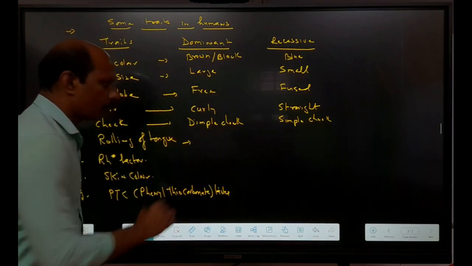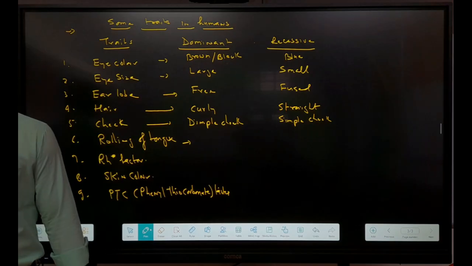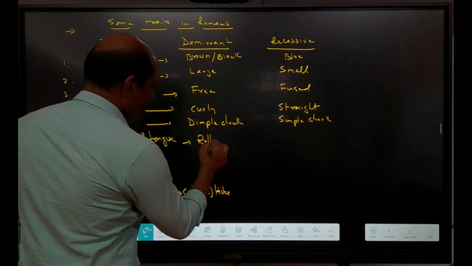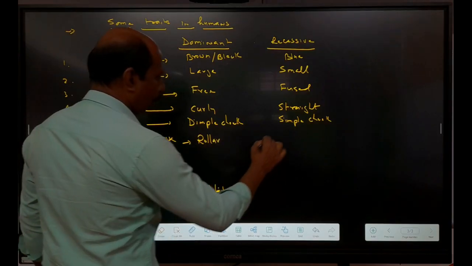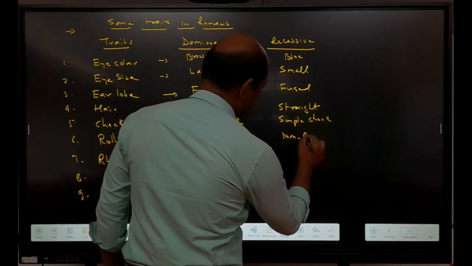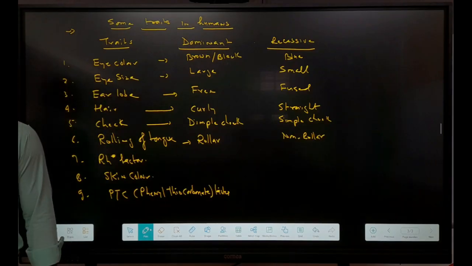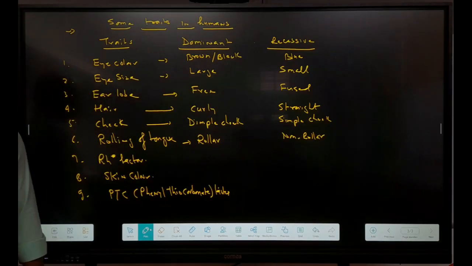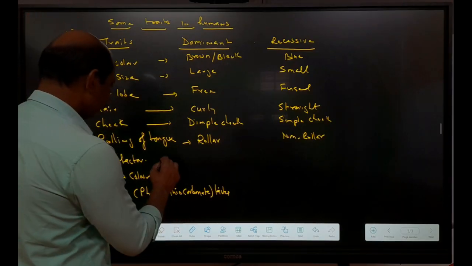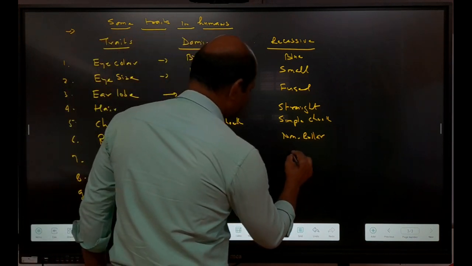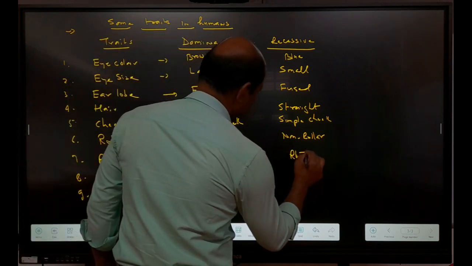Now the next one is rolling of the tongue. Rolling of tongue means rollers are dominant over non-rollers, right? Second is the RH factor. We know RH positive is dominant over RH negative.